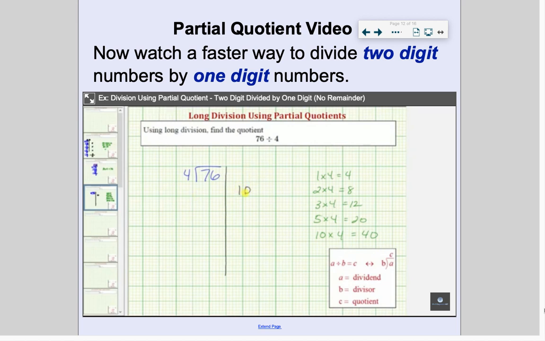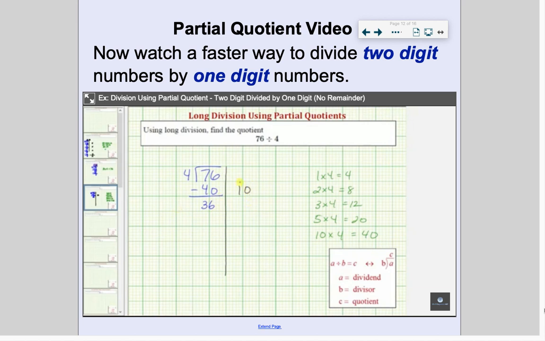Now we multiply by the divisor. 10 times 4 is equal to 40. So we place the 40 below the 76, and now we subtract. 76 minus 40 is equal to 36. Now we repeat the process.